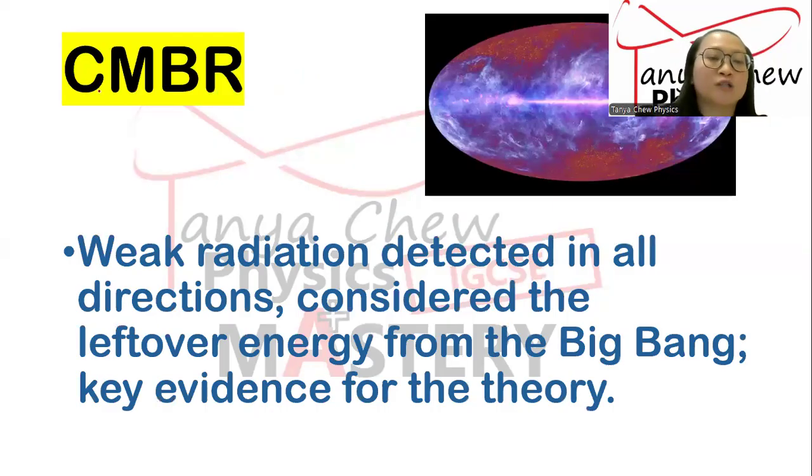CMBR stands for cosmic microwave background radiation. So what is CMBR? CMBR is a weak radiation detected in all directions uniformly, right? It is actually considered leftover energy from the Big Bang. So it is key evidence for the Big Bang Theory as well. So explosions occur and give out radiation that is very uniform in all directions in the microwave region.